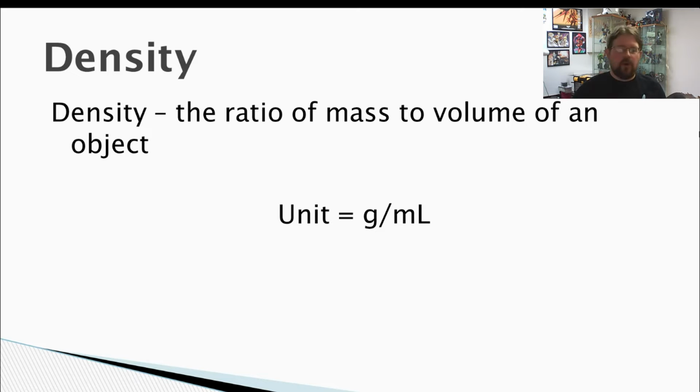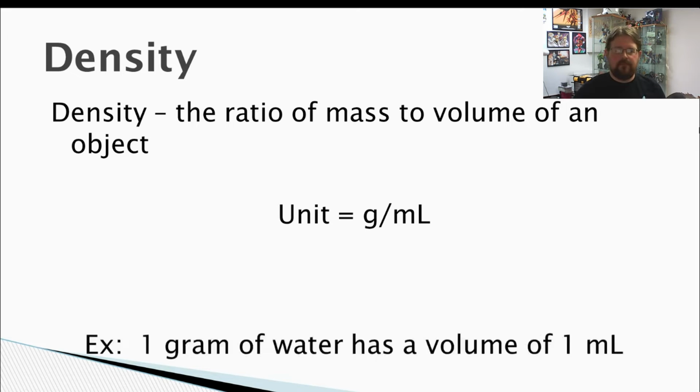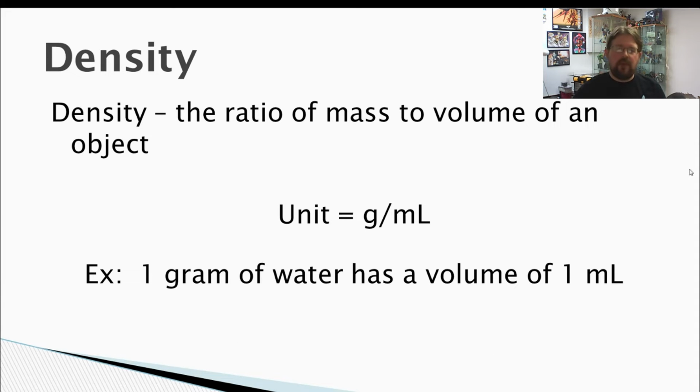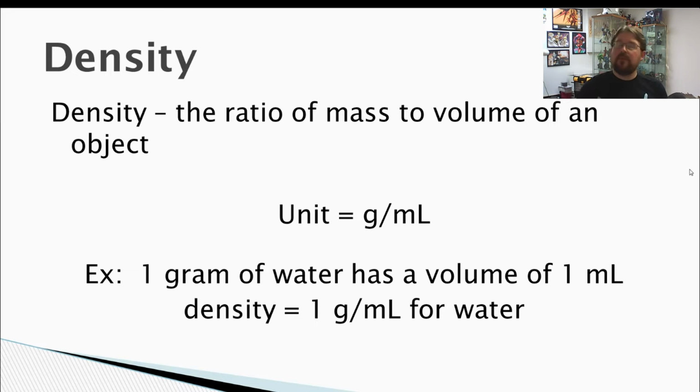Now, how does that work? Well, I'll give you an example here. For example, if you had 1 gram of water and measured its volume, it would be 1 milliliter. And of course, vice versa. If you got a milliliter of water, measured its mass, it would be 1 gram. Now, it's the ratio of mass to volume for density. So it's 1 gram per 1 milliliter, 1 to 1. What does that equal? That equals 1. That means the density of water is 1 gram per milliliter.